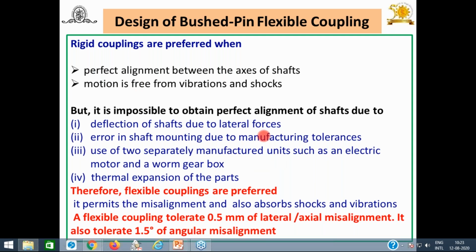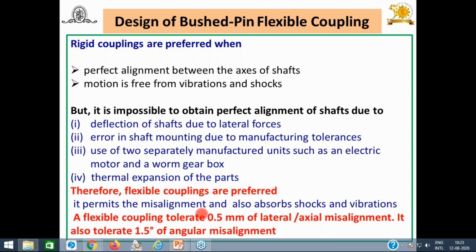And that's why, to cope with this problem, we have to go for a flexible coupling. I have already discussed these points. For that purpose, you have three options. One is a universal joint or a hook joint when shafts are inclined. Another one is the Oldham coupling when shafts are parallel at some distance. I have explained all these things, but we are not going to design these two couplings. But the third one is the bush pin type flexible coupling.